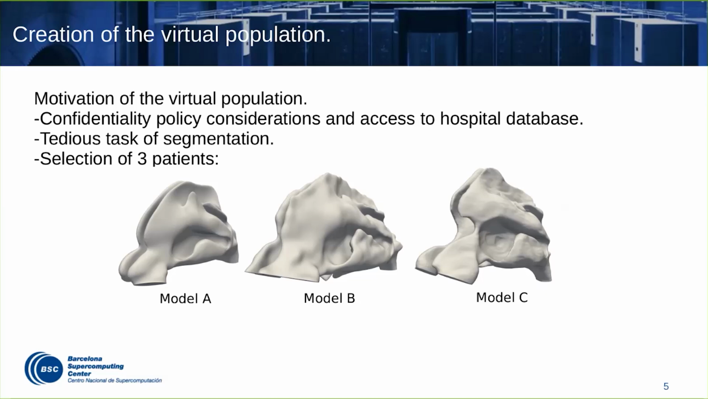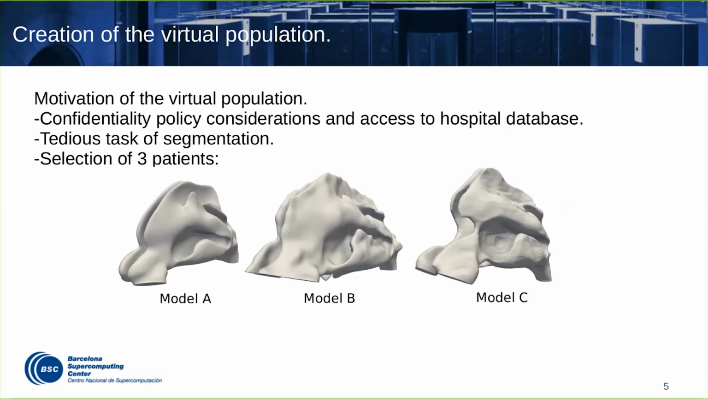So for this study, we select only three patients. The first patient is model A, an average of 25 healthy patients. So we try to represent a generalized global patient. The model B is a Caucasian patient without any pathology, 44 years old. And the model C is an Asian patient of 40 years old with a slightly septal deviation. So we have small pathologies.